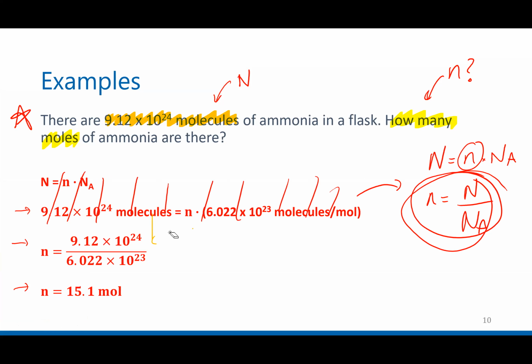So I'm taking my number of particles and I'm dividing it by Avogadro's number. So 9.12 times 10 to the 24 divided by Avogadro's number would give us 15 moles, or 15.1 moles. Remember your significant figures.